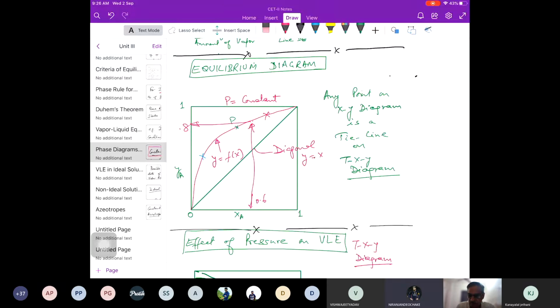Any questions? What does the tie line denote? It says if I take a liquid of composition say point x, 0.6 यहाँ पर दिखाया मैंने, right? And increase its temperature at equilibrium, the vapor composition will be 0.8. The liquid composition will be 0.6, vapor composition will be 0.8 in equilibrium with the liquid. That's what it says. Because it's a solution, more volatile component vapor में ज़्यादा रहेगा, liquid में कम रहेगा as the temperature is increased.